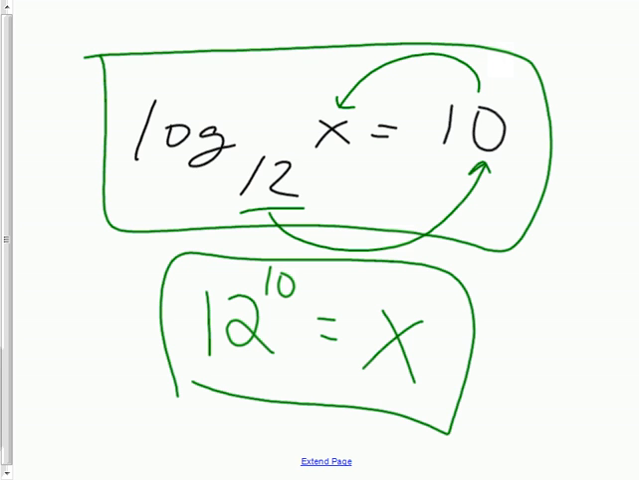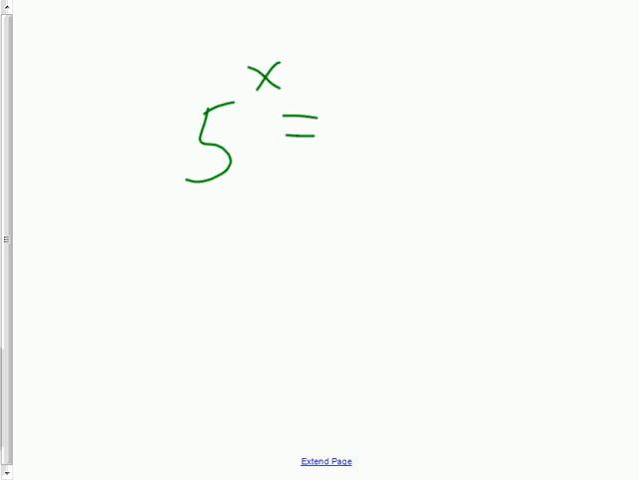All right, how about this one? 5 to the x equals 8. Is it solved right now? No. So you have to rewrite it as a what? As a log. Everybody rewrite that as a log. Log what of what equals what?